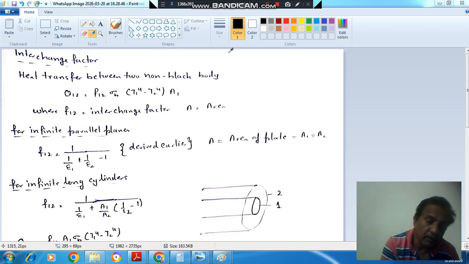Hello, welcome again. We are covering the subject heat transfer for civil services mains, IFS and various GATE exams. The next topic in the chapter of radiation is the interchange factor.